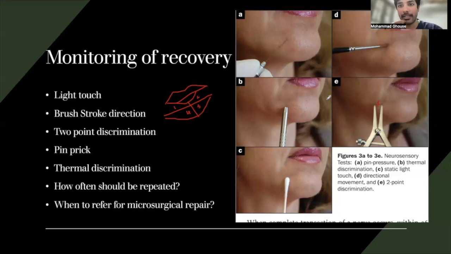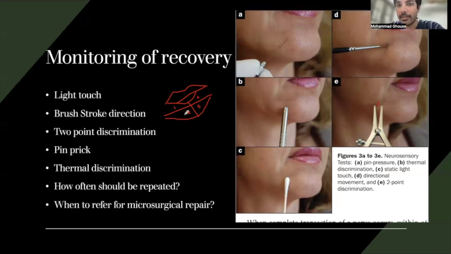Suppose we start the baseline at 4 millimeters on the unaffected side. Then on the affected side, we do the same, start with 4 millimeters, and we assess the patient's response whether he's able to perceive two distinct points or not. If not, then increase it to 5 millimeters, then 6 millimeters, and keep increasing till the patient is able to perceive two distinct points. So this has to be recorded, and this monitoring has to be done every month to see whether this distance is reducing or not.